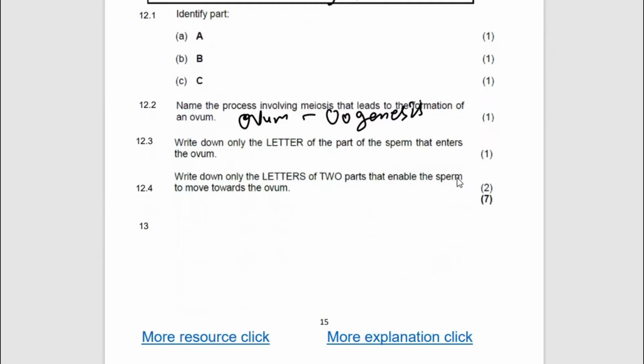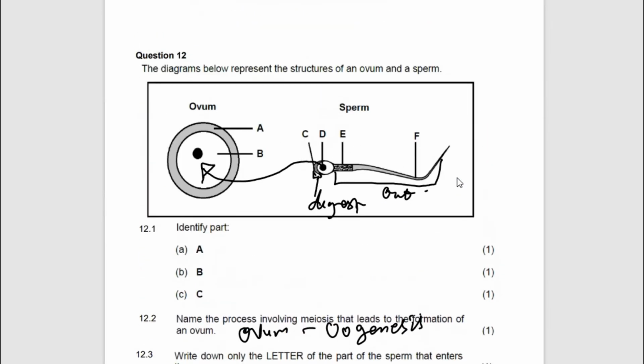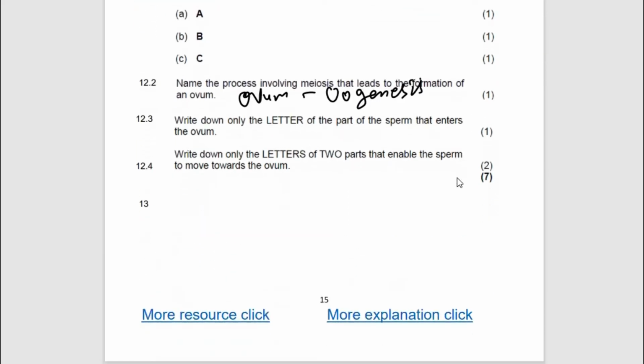and then a diploid zygote is formed. So basically it's going to be the nucleus, and which part is that? It is part D, yeah, the one which is going to be used.